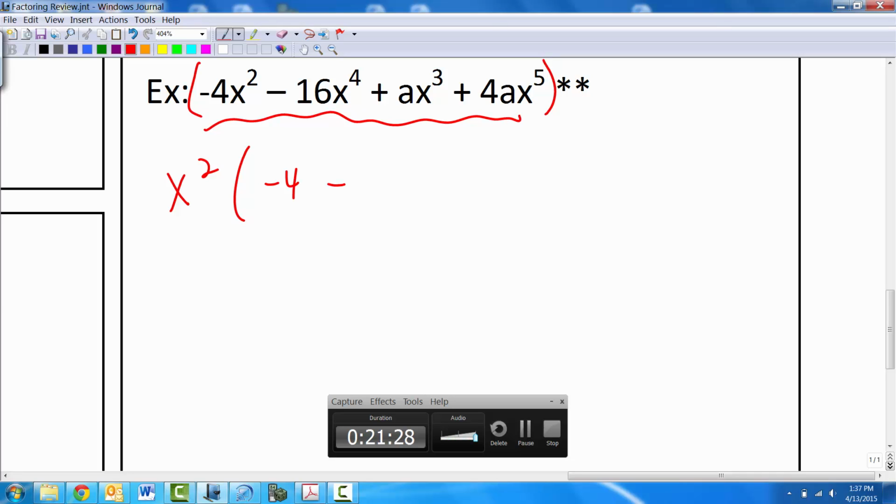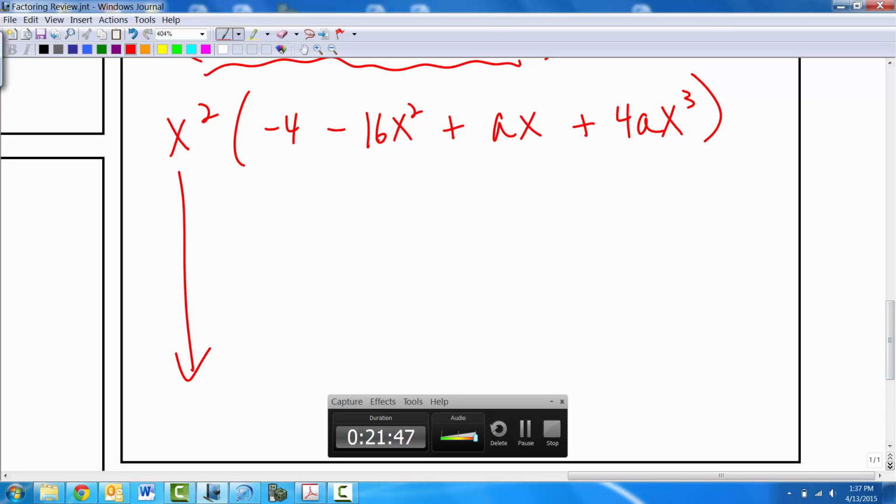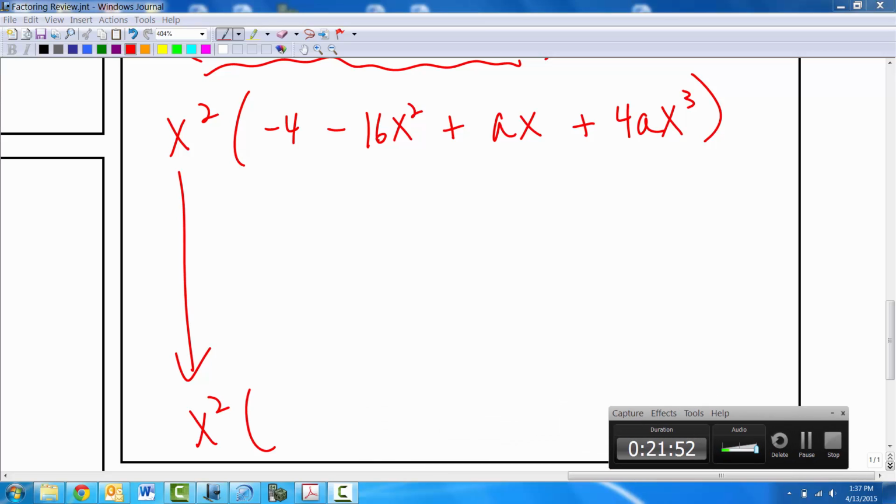Minus 16x squared plus ax plus 4ax cubed. So I want to make sure I got all those counted correctly when we pull that out. Now what you need to understand is this will just be a part of our final answer. It'll be x squared times, and then I'll have a couple sets of parentheses when I'm done. So if you want to forget about that for right now, it's probably smart. But again, when you factor completely, that needs to come into your final answer.